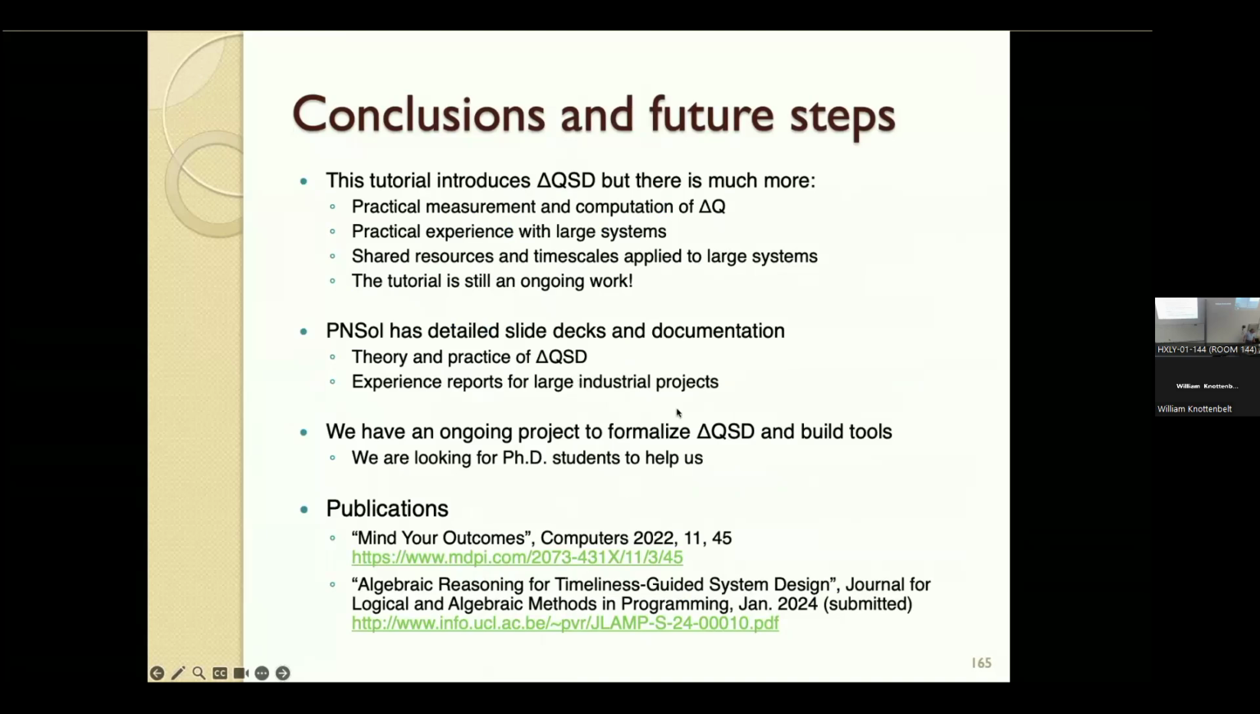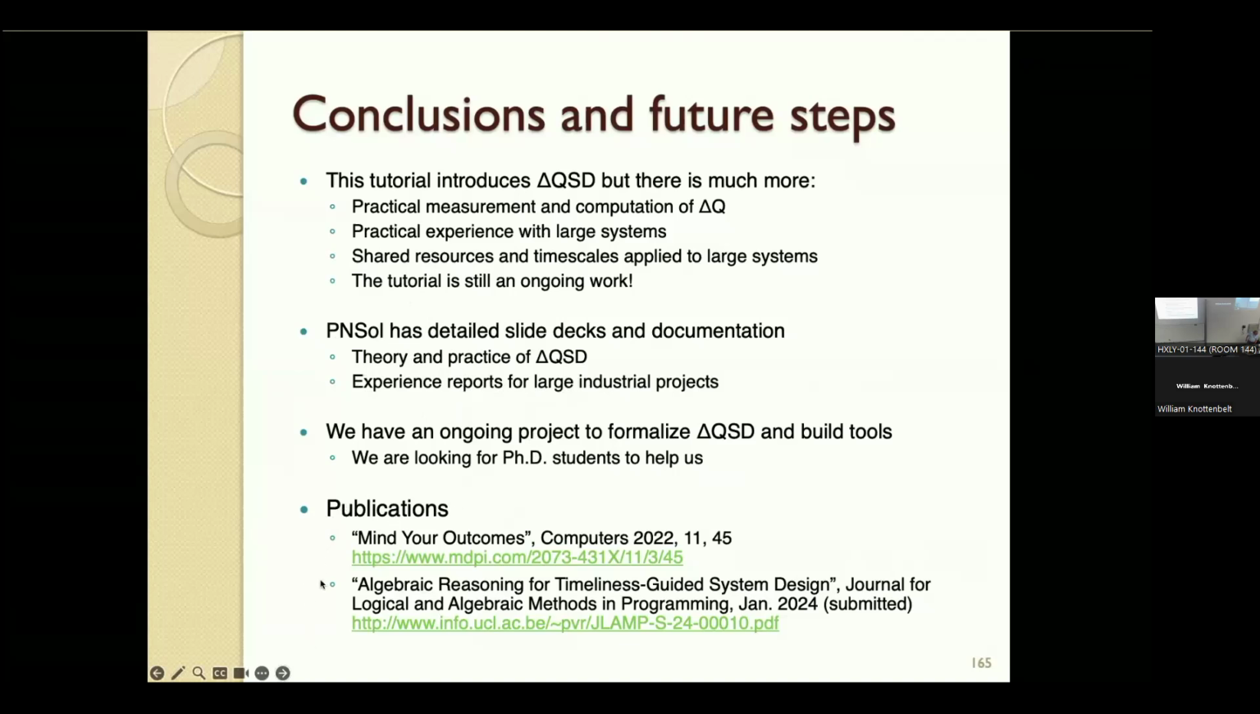So that leads to my final slide. I've introduced ΔQSD, some practical experience, shared timescales, but it's still ongoing work. We are still taking the experience of P&Sol and, piece by piece, turning it into a well-documented and explained methodology. There are other slide decks and documentation, but maybe not really organized for dissemination. These are mostly organized as presenting different aspects. And we do have an ongoing project, and we are looking for help like PhD students.